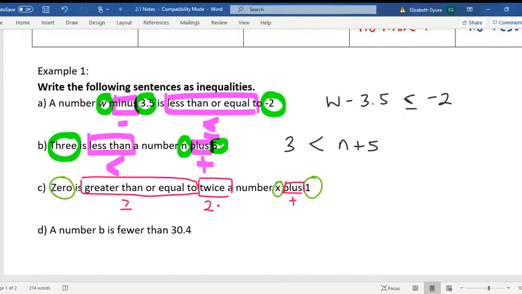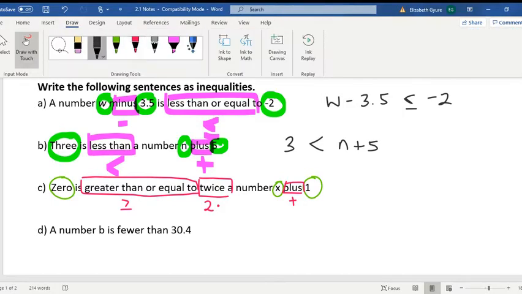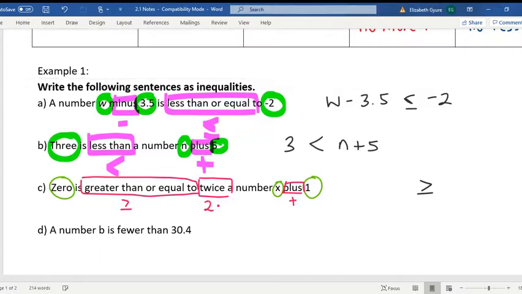Good. So now I'm going to start with my symbol. It says greater than or equal to, so we'll put our greater than or equal to symbol. Now let's go through from left to right. 0 is greater than or equal to, so should that go on the left or the right? Well, if it says 0 is, yeah, because 0, and then this would physically read 0 is greater than or equal to.